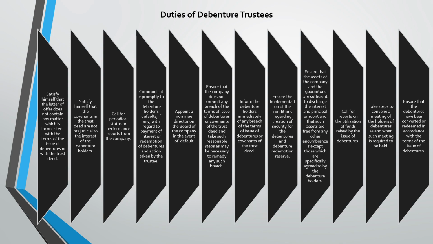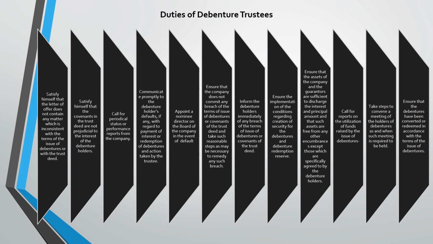The debenture trustees can call for periodical review of the status of performance reports from the company. As I said, the debenture holders are not the owners of the company, so they will not be aware of the day-to-day affairs of the company, whereas shareholders know what is happening in the company. So, to protect the interest of the debenture holders, the debenture trustees can call for periodical status of performance reports from the company: how the company is performing, what its financial statements are, what the financial parameters are.